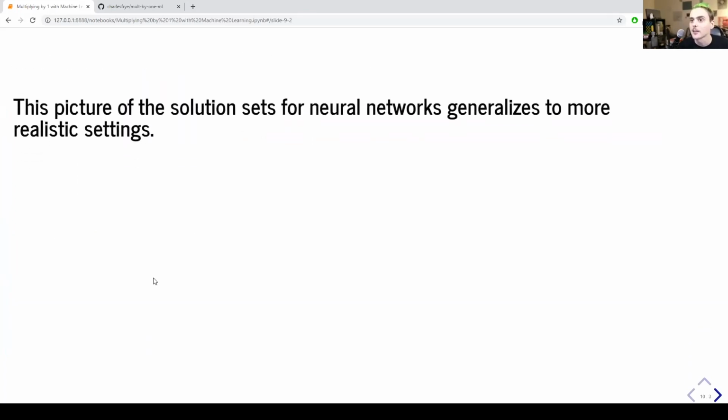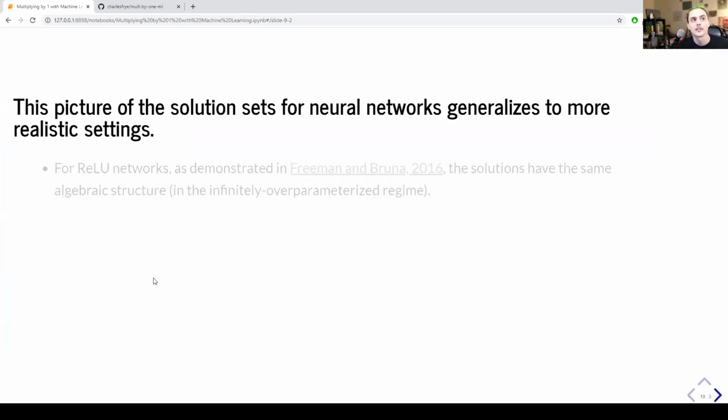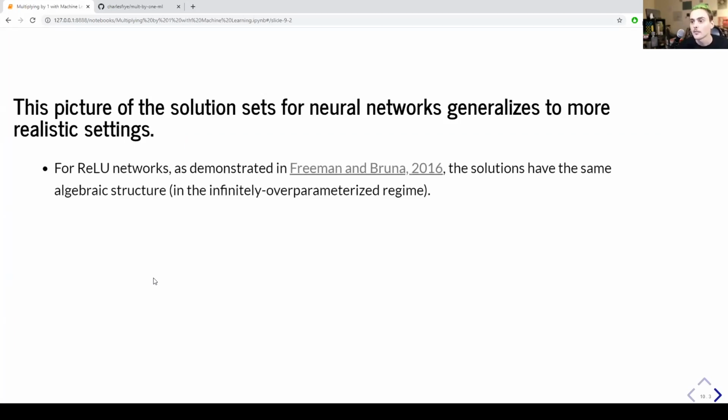And that's something that generalizes to more realistic settings as well. So for rectified linear networks, if you make them big enough, they actually have that same algebraic structure. It's called a Lie group, and it's in fact a Lie group based off of the linear group. So, so long as your network is really, really big and uses rectified linear units, then it will have something like that. You can do the same thing where you switch between the possible solutions in that fashion.